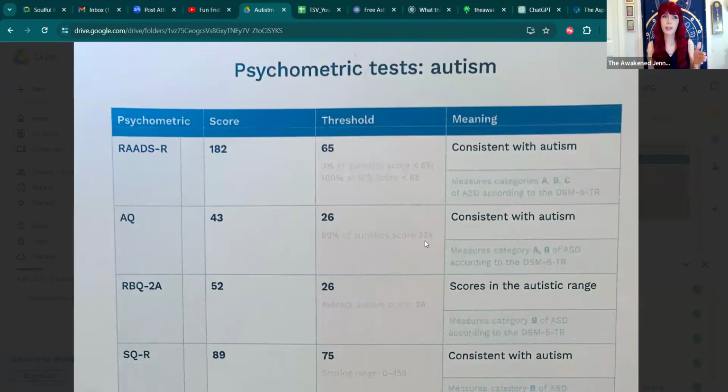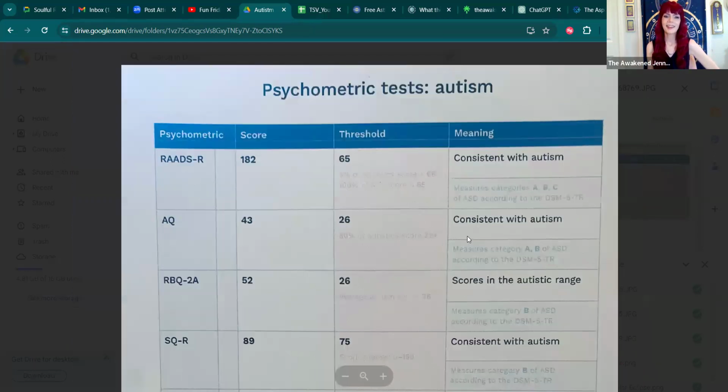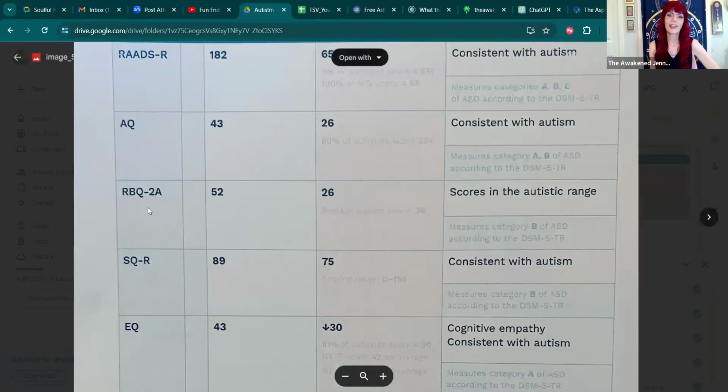I think I saw somewhere that if you score 36, you're almost guaranteed at that point. But none of these tests can fully confirm anything. The threshold here is 26, and most autistic people are hitting 32. So anything higher than that is going to give you a consistent with autism result. I'm going to quit trying to say that word.